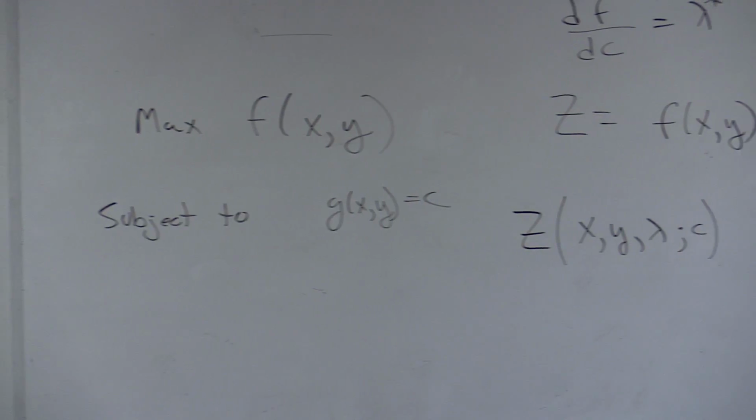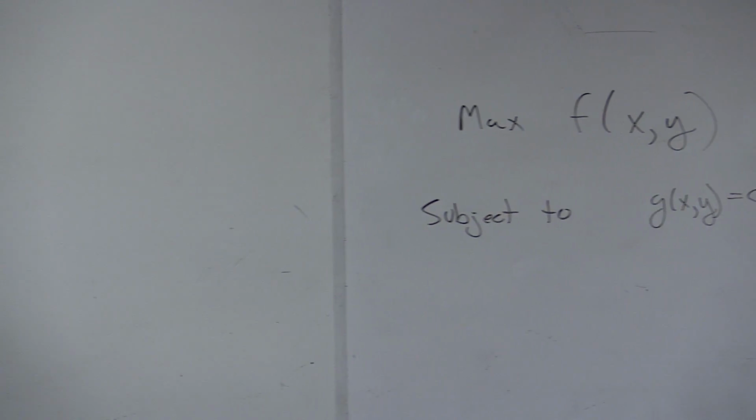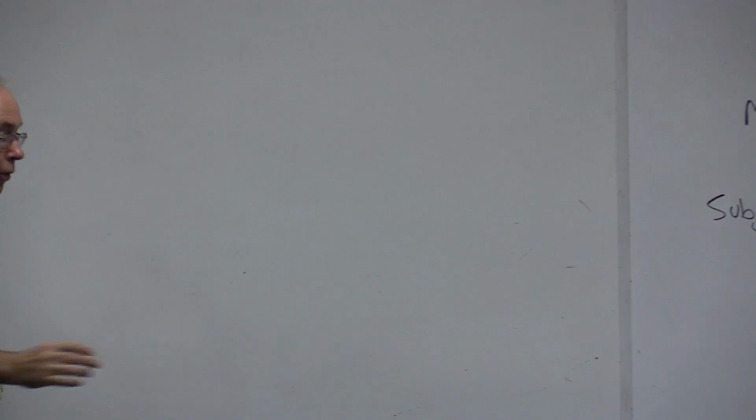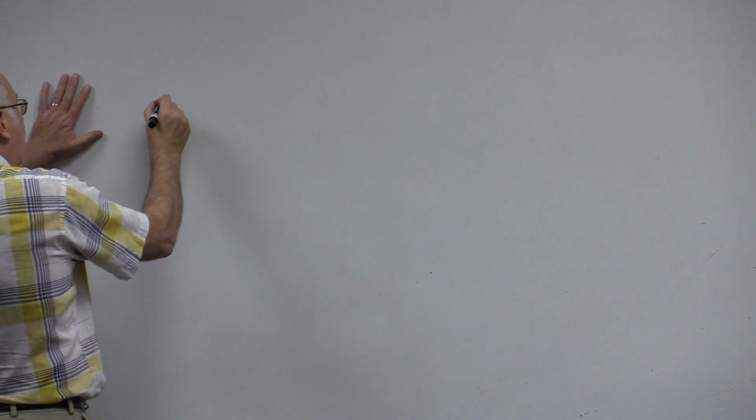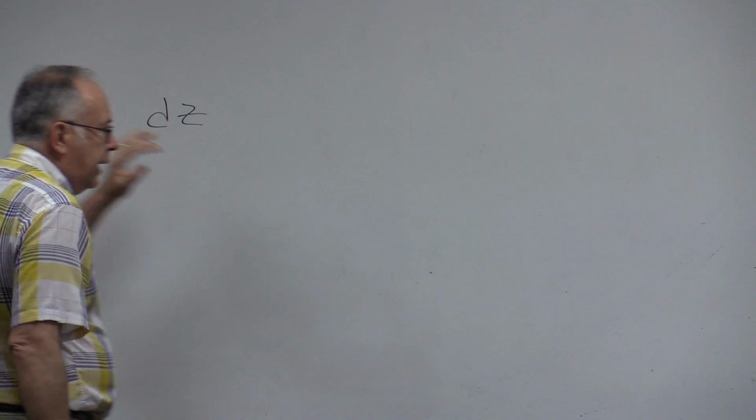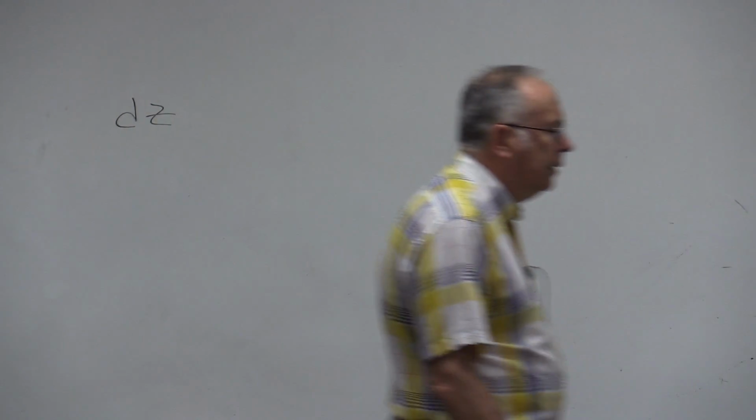Now, what is the total derivative of Z with respect to, well, let's do it in two different parts. I want to get the total derivative of Z with respect to C. But let's just first get the total differential. What is dz going to be? Think of Z as being a function now of X, Y, lambda, and C. Think of C as being another variable, even though we know it's really a parameter, but we're going to allow its value to change. So consider C to be a variable. What is the total differential of Z then, if we allow C to change?